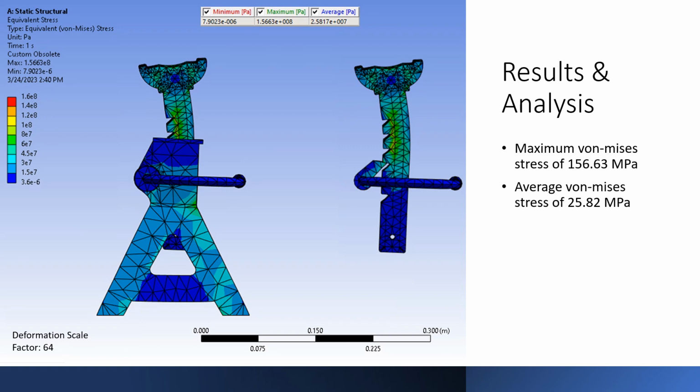A maximum von Mises stress of 156.63 megapascals was found in our model. You can see that there are high concentrations of stress distributed around the vertex of the cutout notches. This is what caused the head of the jackstand to bend towards the left. The average von Mises stress found throughout the model is 25.82 megapascals.